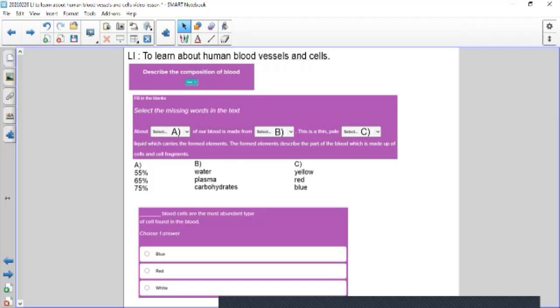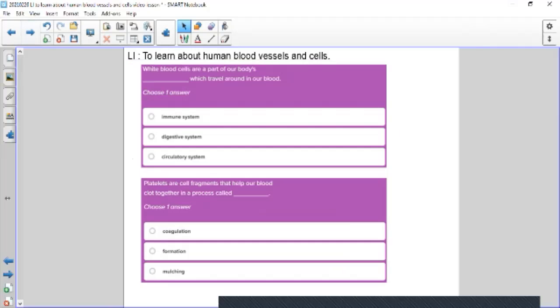Question 2. You have to either select blue, red or white. Blood cells are the most abundant type of cells found in the blood. Choose only one of those for the answer. Question 3. You need to complete this statement. White blood cells are part of our body's immune system, digestive system, or circulatory system, which travel around in our blood. Think carefully now and choose one answer.